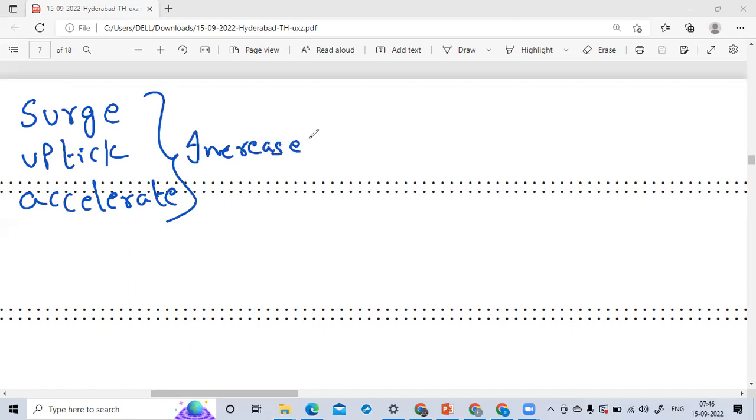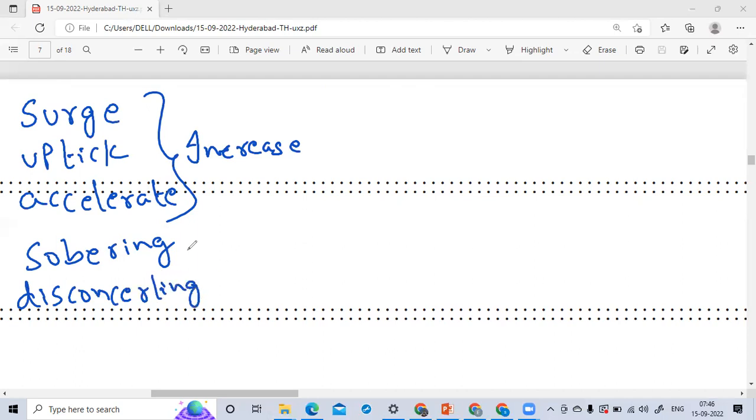Increase. Okay, increase. Similarly, when I say sobering, or when I say disconcerting, all these words came today. See, this is how you study synonyms and antonyms, my dear friends. You don't study them randomly. You study newspaper, you study articles, you study vocabulary, and then naturally you will be able to remember. So sobering and disconcerting is causing sadness, worrying, my dear friends. Okay, worrying. Chalo. If you work hard today, my dear friends, success is inevitable.